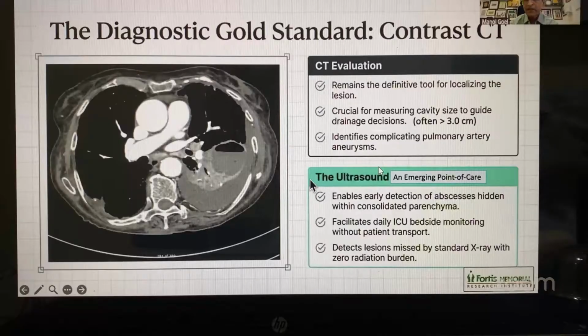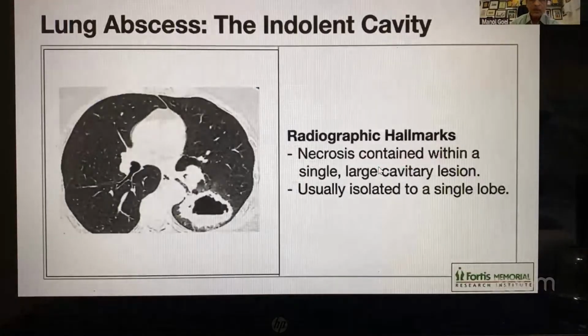It can also identify complications like pulmonary artery aneurysm, pulmonary artery thrombosis, or maybe pleural effusion, as you can see in this patient. The ultrasound is a very important emerging point-of-care modality, especially in intensive care units. The ultrasound enables early detection of abscesses hidden within the consolidated parenchyma. It facilitates daily ICU bedside monitoring without shifting the patient to the CT scan, and it can detect lesions missed by the standard X-ray with zero radiation burden.